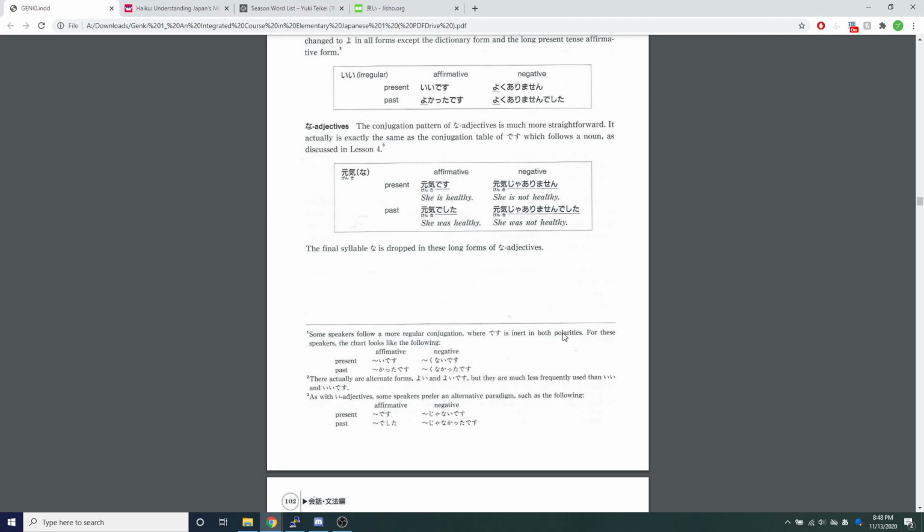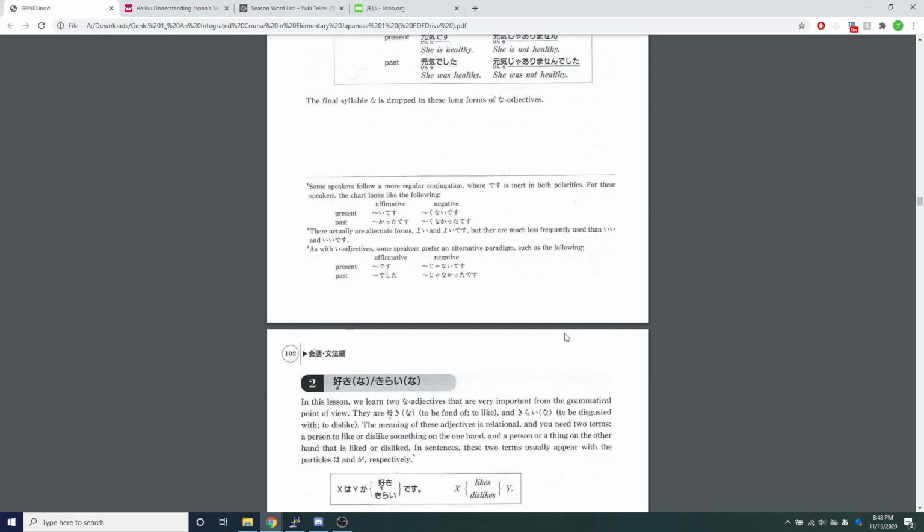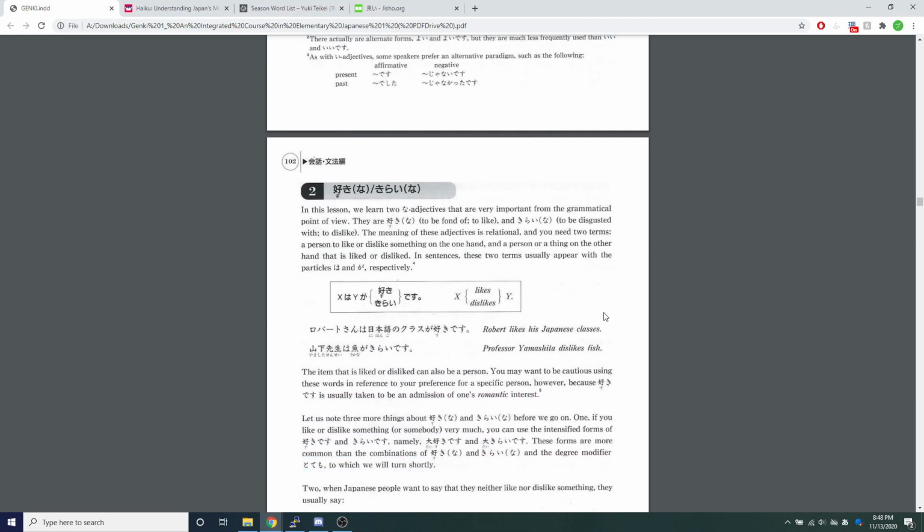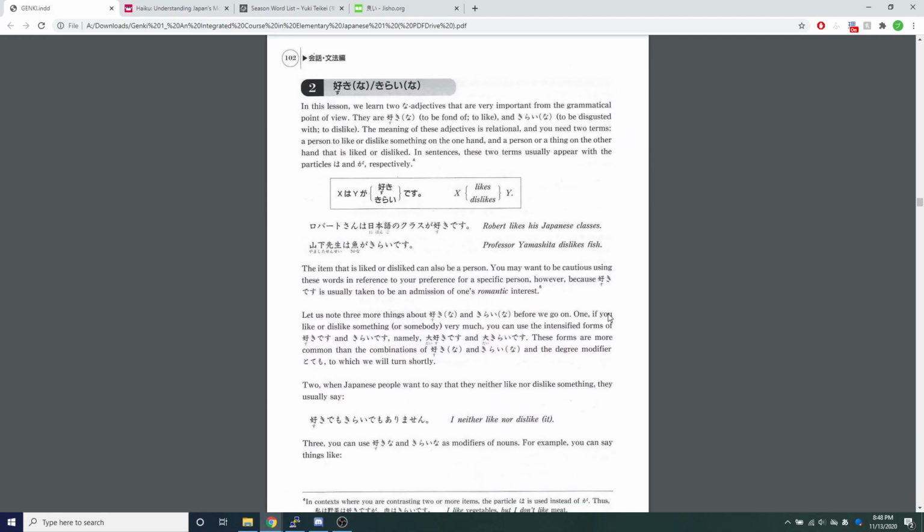Let's see. Do you guys have any questions before we move on? Nope. No? Okay, cool. So this next section is digging into some specifics about two interesting adjectives in Japanese that are very common.